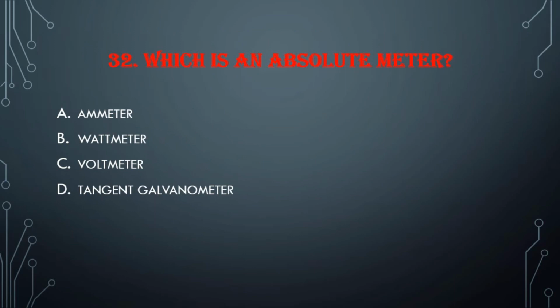The next question for you all, my friends, is: which is an absolute meter? The options are: A. Ammeter. B. Wattmeter. C. Voltmeter. D. Tangent galvanometer. And your time starts now.